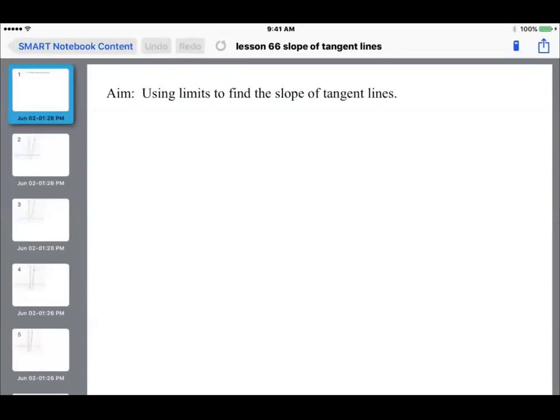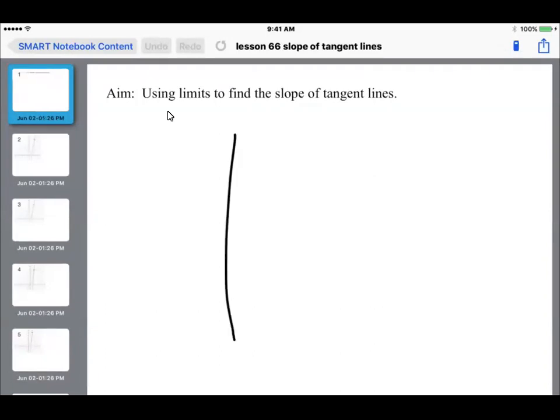Okay, and what you see on the screen is using limits to find the slope of tangent lines. And you may remember at the beginning of the semester, I introduced this idea actually when we were doing conic sections and we were finding tangent lines to parabolas. Does anyone remember there were 3 ways to do that?